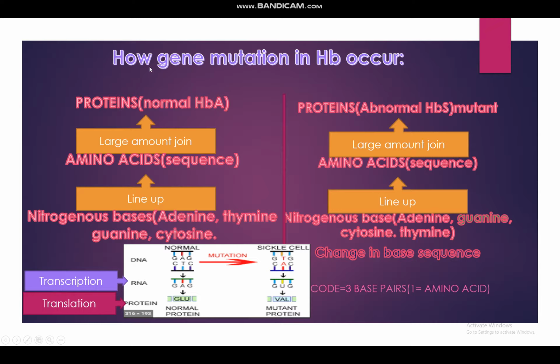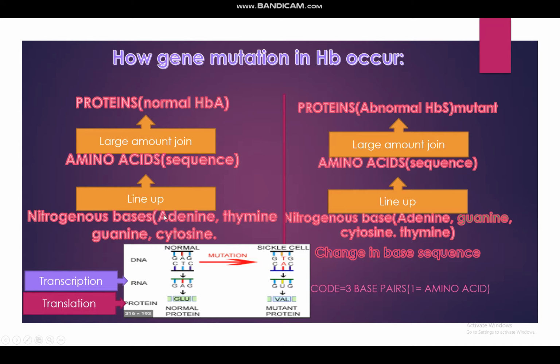Now I'm going to explain how the gene mutation occurs in the hemoglobin molecule. This slide consists of two types of structures: here we are talking about the normal hemoglobin, and here we are talking about the abnormal hemoglobin, which is going to form this abnormal hemoglobin molecule.